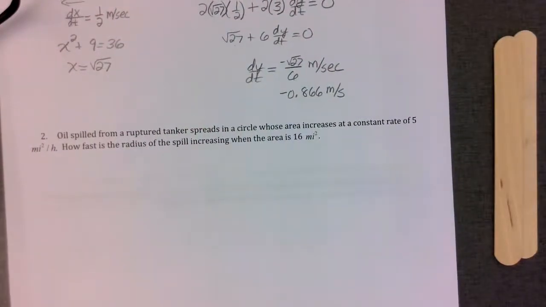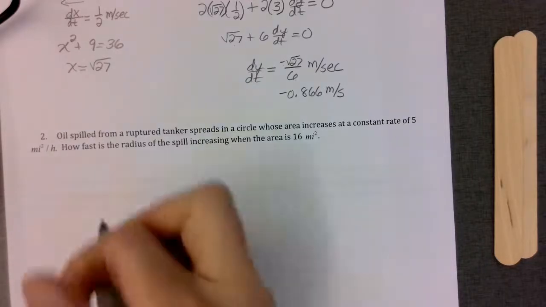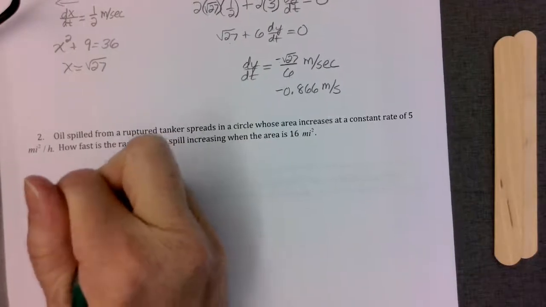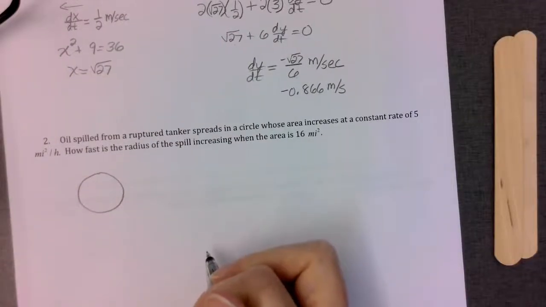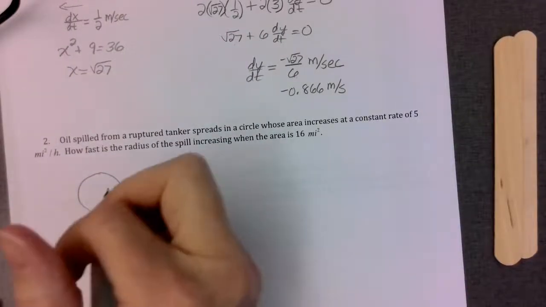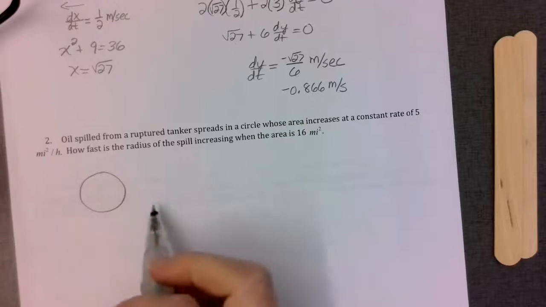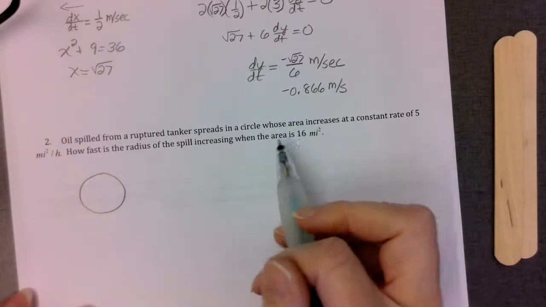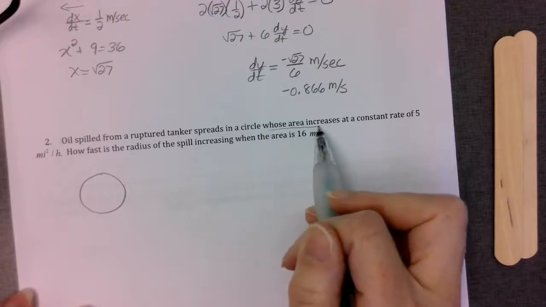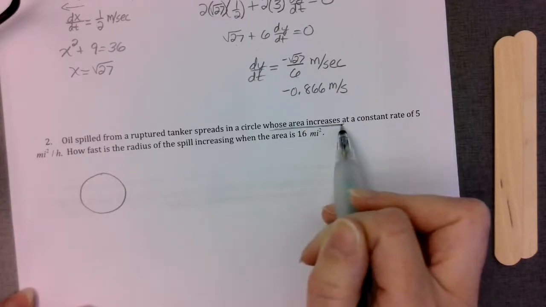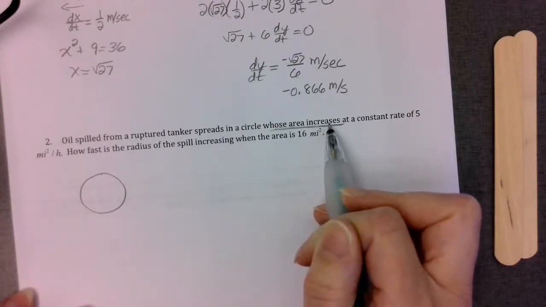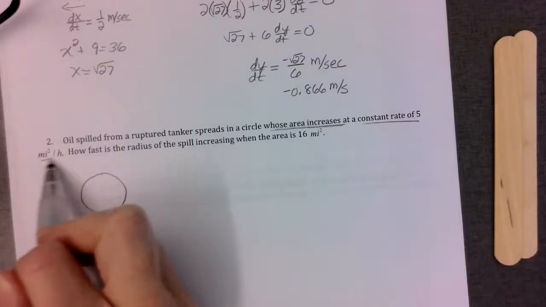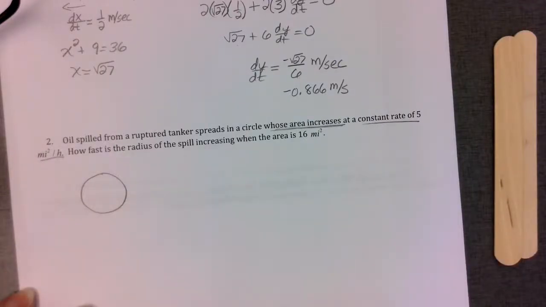Take a moment, read this number 2 before watching the video. I have a circle. The oil is spilling out in a circular manner. So what happens is I go back and I read the problem and I look at what the numbers are describing. It's talking about whose area increases. So area is changing at a rate of 5 miles squared per hour.